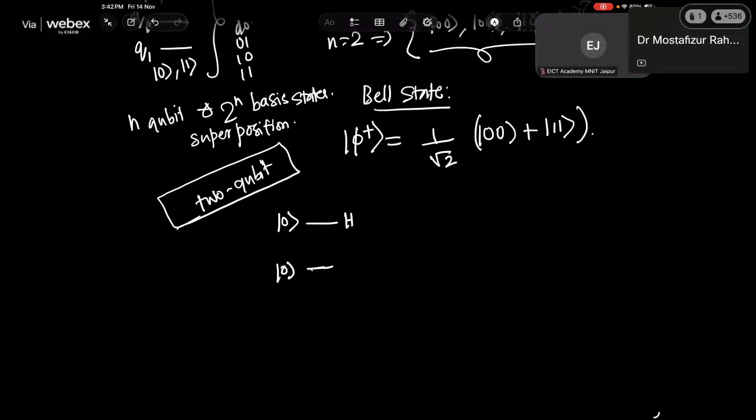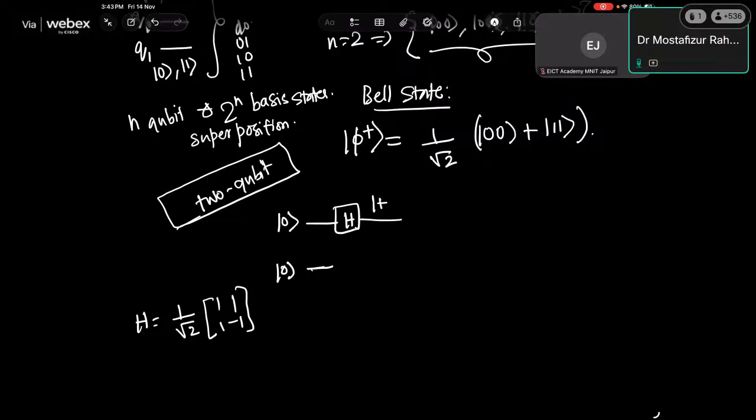Suppose you apply a Hadamard here. What does the Hadamard do? What is the definition of Hadamard? Hadamard is a unitary matrix, and the definition is 1 by square root 2 times the matrix (1, 1; 1, -1), right? So if I apply a Hadamard here, what is the state here? The state here is the plus state. If I apply a Hadamard on a |0> qubit, I'll get a plus state. And the plus state is basically (|0> plus |1>) by square root 2.